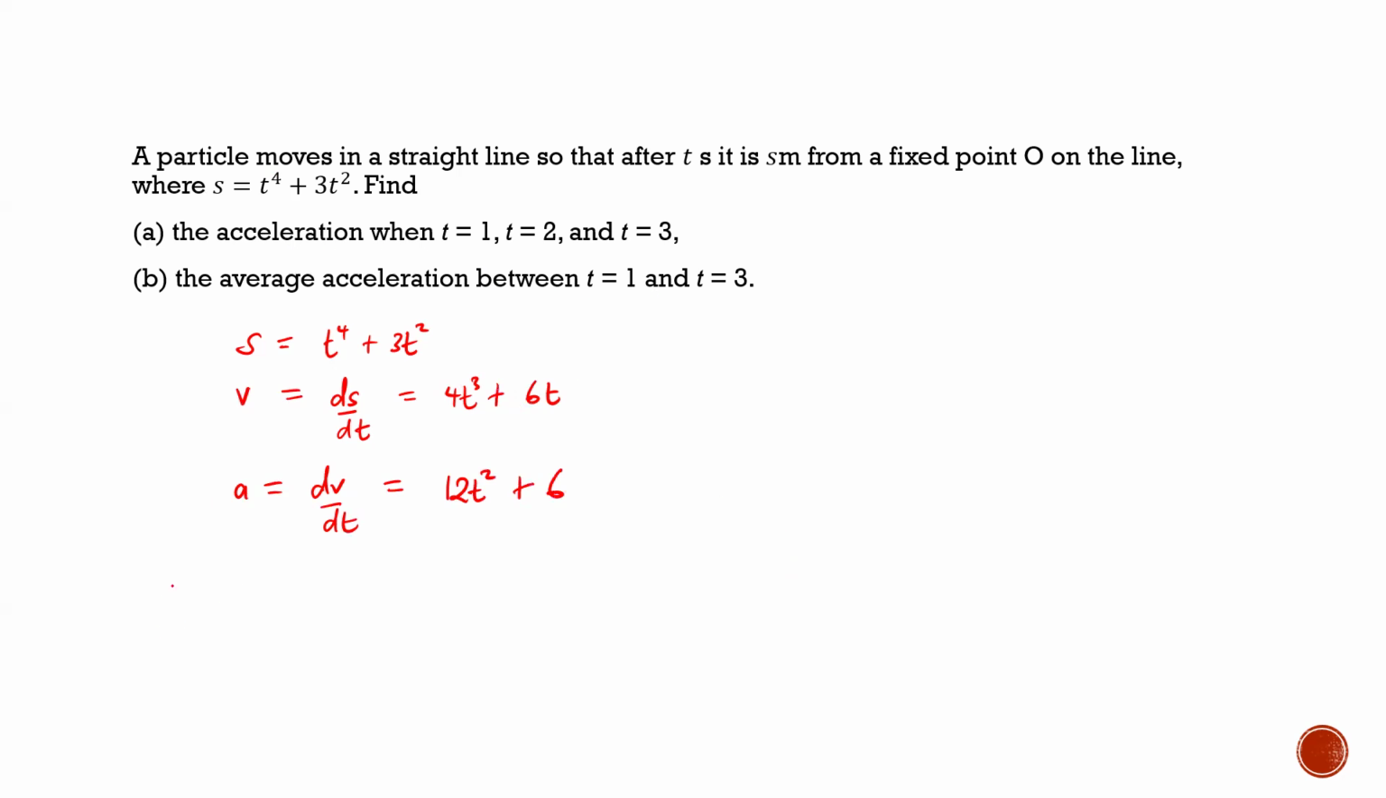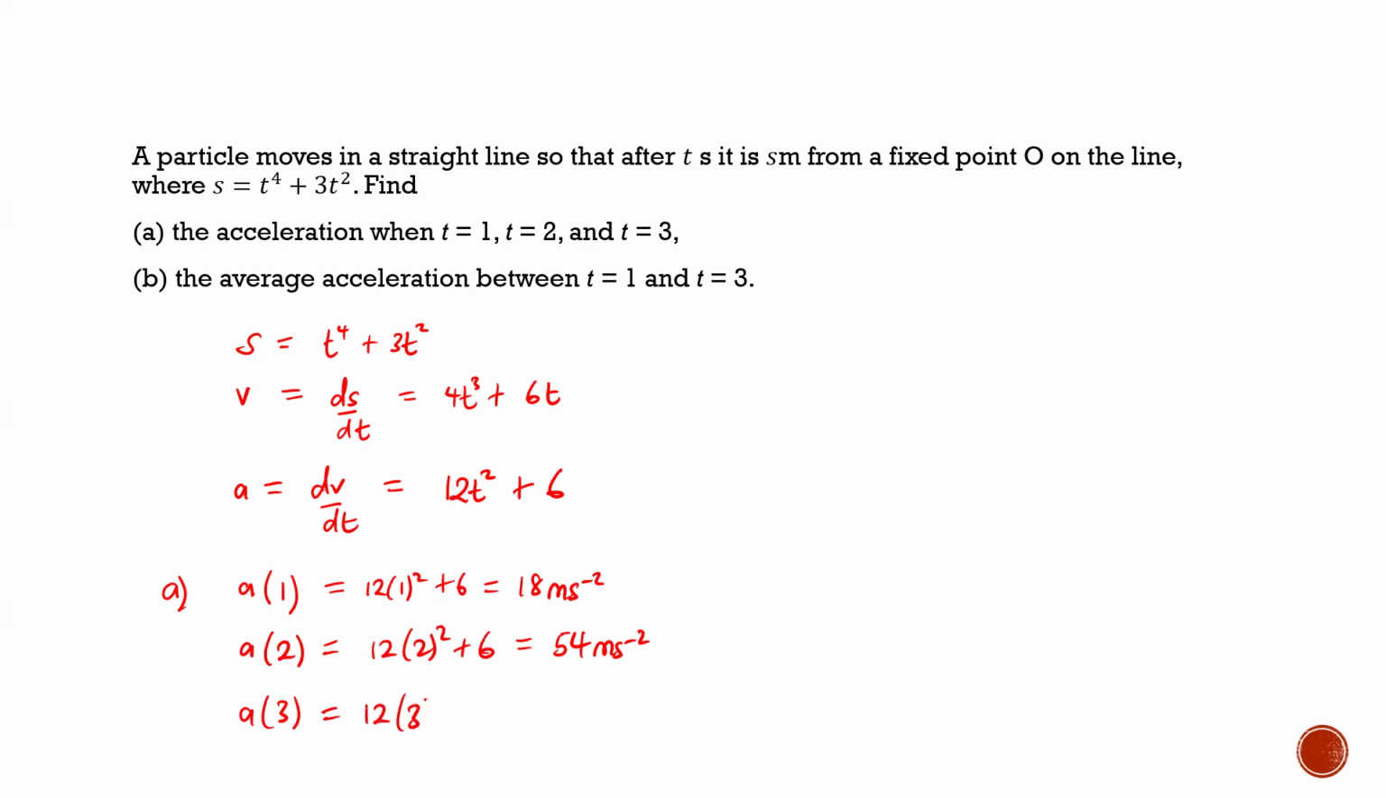Now the acceleration when t is 1, we could write as a(1) since it's a function of time. This is 12 times 1 squared plus 6, which is simply 18 meters per square second. The acceleration when t is 2 would be 12 times 2 squared, which is 12 times 4, which is 48, plus 6. It's going to give us 54 meters per square second. And the acceleration when t is 3 is 12 times 3 squared plus 6, which is 108 plus 6, which is 114 meters per square second.